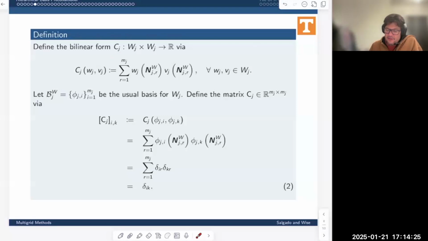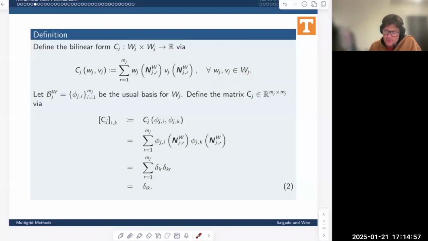So let's define a bilinear form CJ, which takes an element from WJ and another element from WJ and maps that to the real numbers. That's what a bilinear form does. Now we don't know yet if this is an inner product, but for right now it's fairly easy to tell that it is bilinear. So the way we're going to construct this bilinear form is you take a function from WJ and take another function from WJ. Let's say WJ and VJ from this capital WJ.